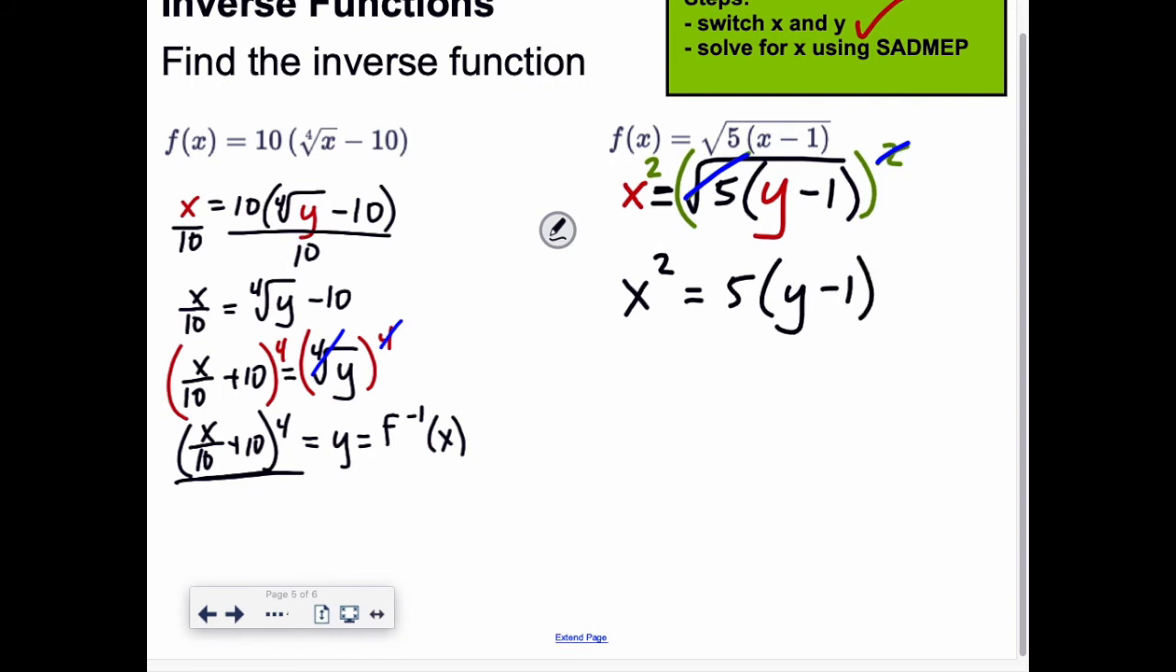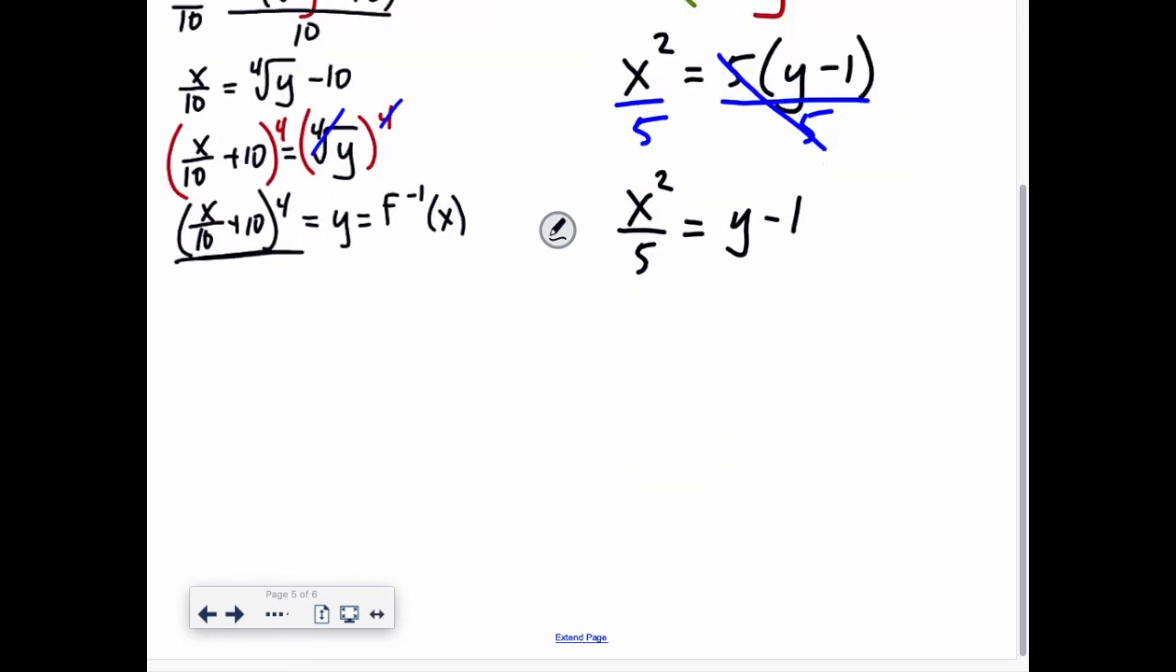You might want to distribute that 5 first. That's not wrong. But another way we can undo it is just divide both sides by 5. Cancels out. And we're left with x squared over 5 is equal to y minus 1. And then I just add 1 to both sides.